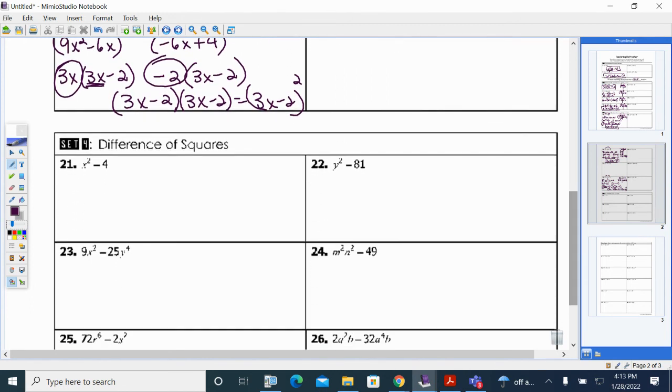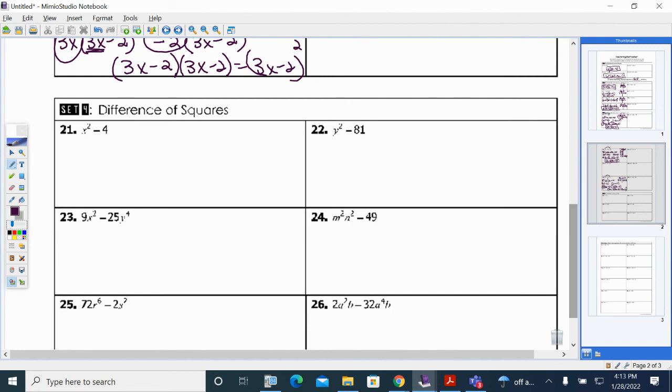Moving on to set number 4. In set number 4, we're talking about difference of squares. Now, what's going to set these apart is you only have 2 terms. It is a quadratic because it has an x squared. Some of these are going to be a little more complicated than others. But we have these quadratics, and there will be quadratics that we're trying to solve in this next chapter that are difference of squares.